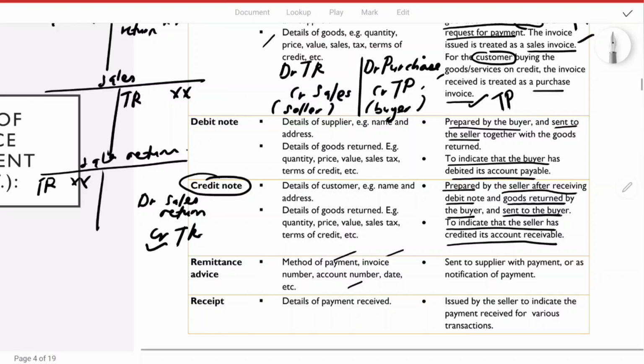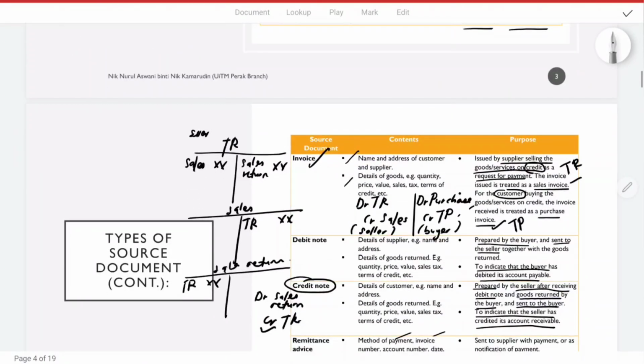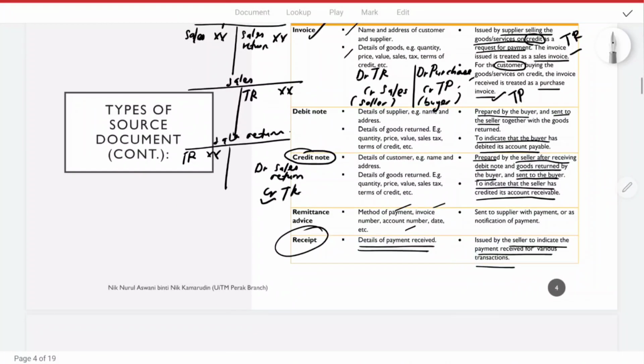Once the seller receives the remittance advice as a notification that you have made the payment, the seller will issue a receipt to indicate that payment is received. A receipt can be issued for many reasons, and it contains the details of the payment received. Let's say, for example, the seller received the payment.